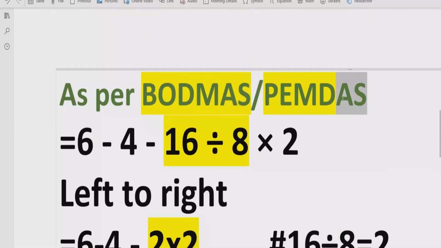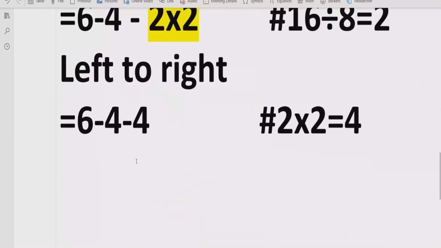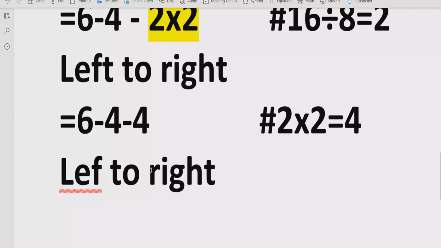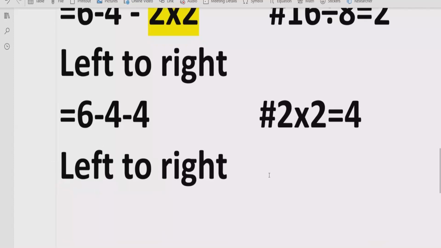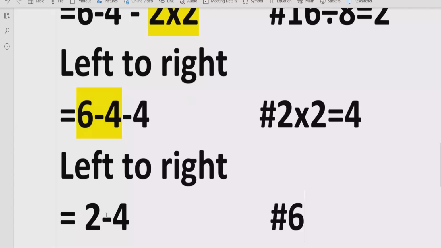Now we have to go for addition and subtraction. Now we have to go left to right in this expression and find out addition and subtraction. So first of all, we have this number, which is 6 minus 4. We have to solve this one. It becomes 2 and minus 4. And here we have to give the reference: 6 minus 4 equals 2.